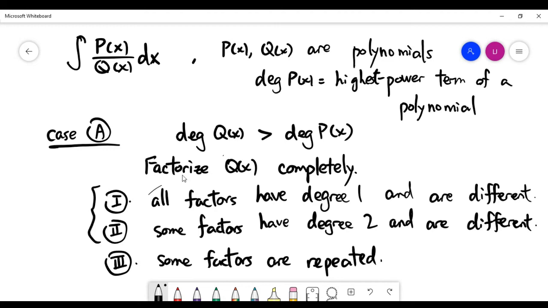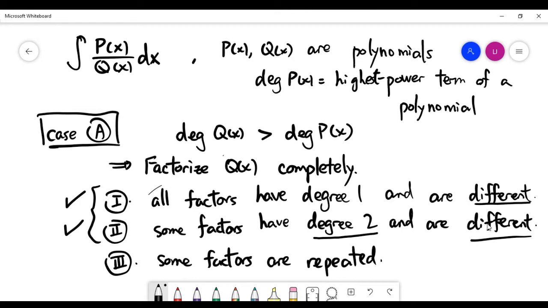So in case A, where the denominator has a higher degree, you need to completely factorize the polynomial first. I'm talking about the factorization of the denominator. In the case where all the factors are different and all of them have degree 1, that was the video we talked about in part 1. And in the second case, the part 2 video, we talked about the case where all the factors are different and some factors may have degree 2. So these two cases, we have talked about already.